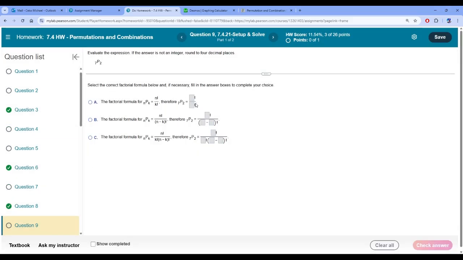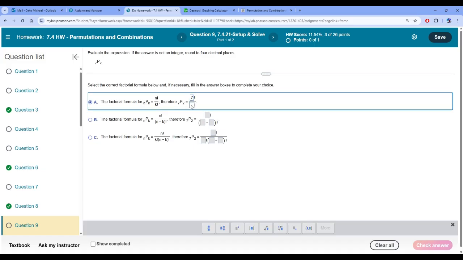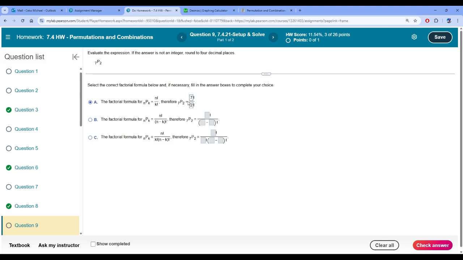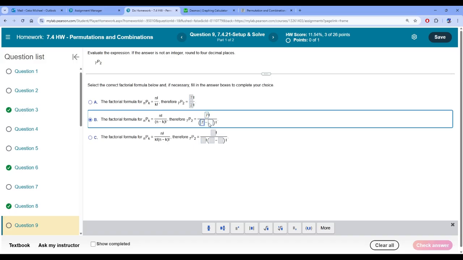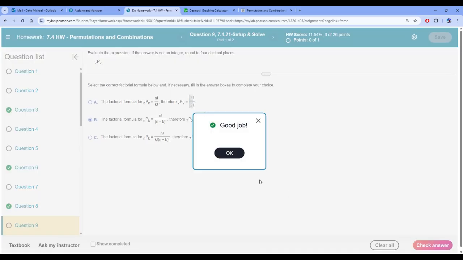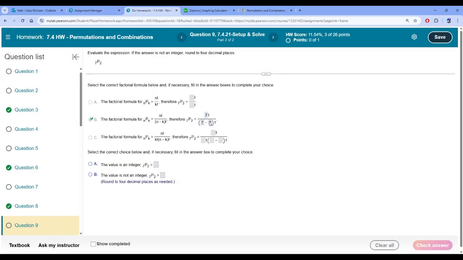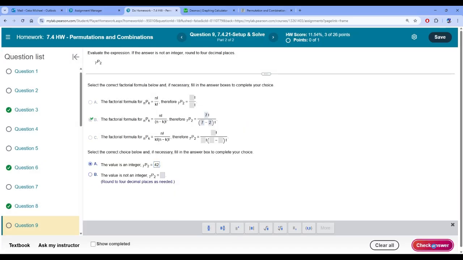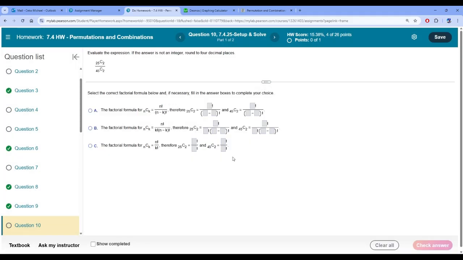I believe that one is just this, right? Where this is 7, this is 2. This one, 7, 7, 2. That's it for permutation. Now this one's going to be 7 times 6, which is just 42. Got it. All right, so now evaluate this expression.